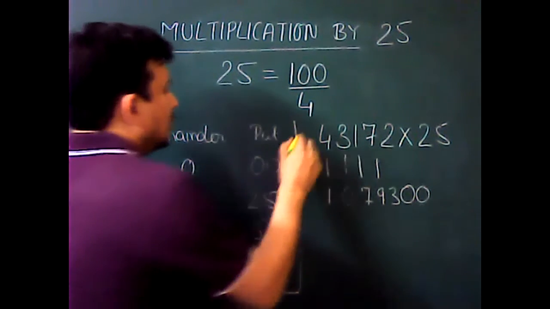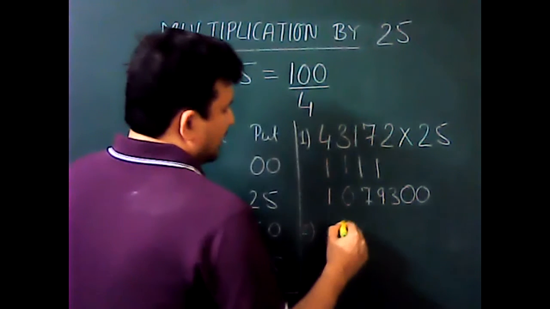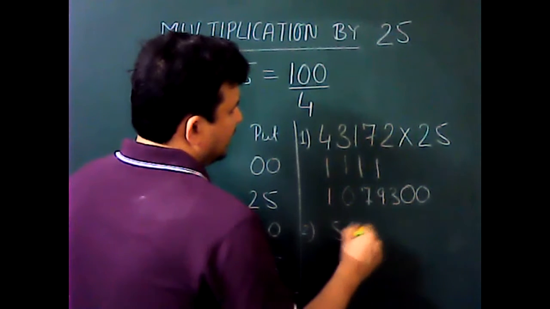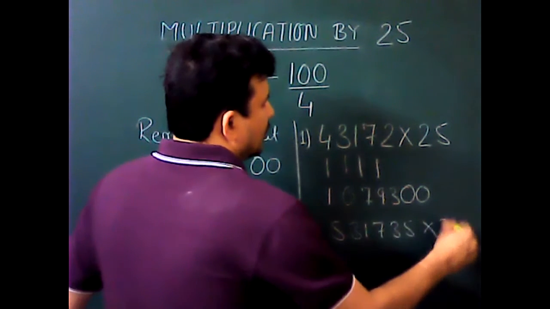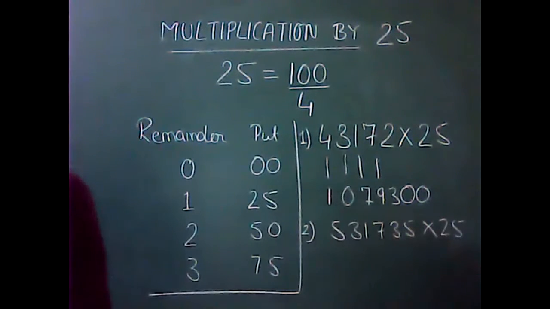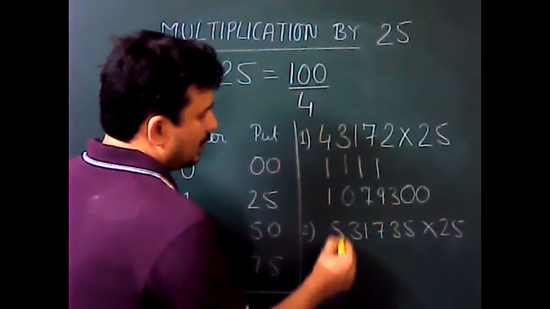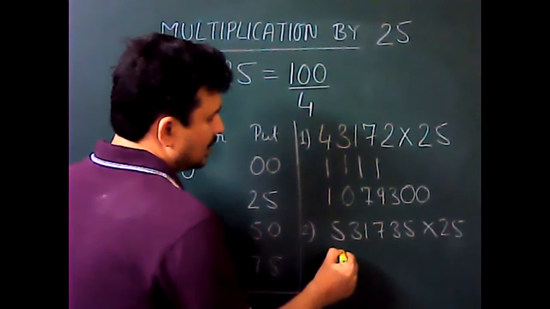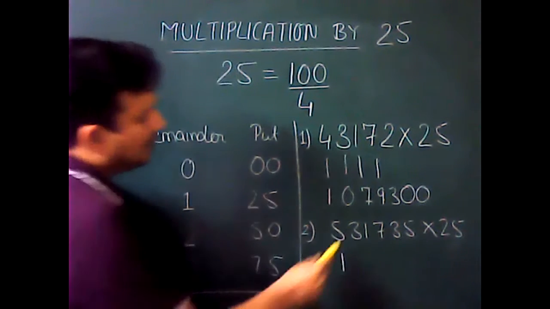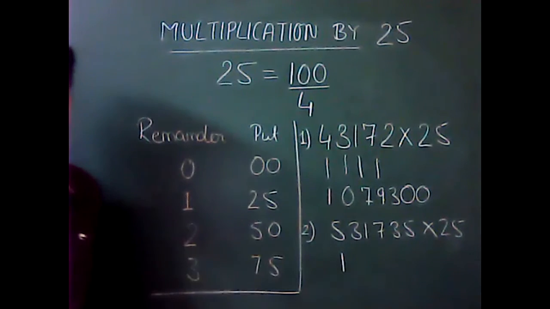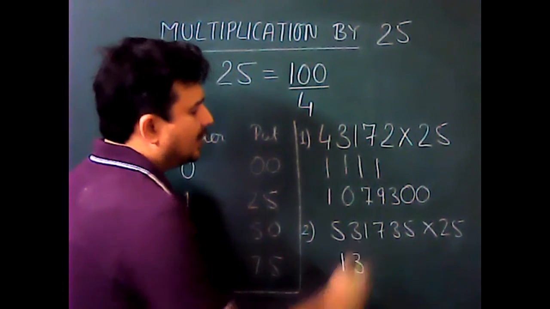Let me take one more example. The example says 53173 5 times 25. Now you can speak. Just help me out. What is the first digit? 5. 5 divided by 4 is 1. I will say 1. Then 1 and 3 becomes 13. Divided by 4 is 3. Remainder 1. 1 and 1 becomes 2.